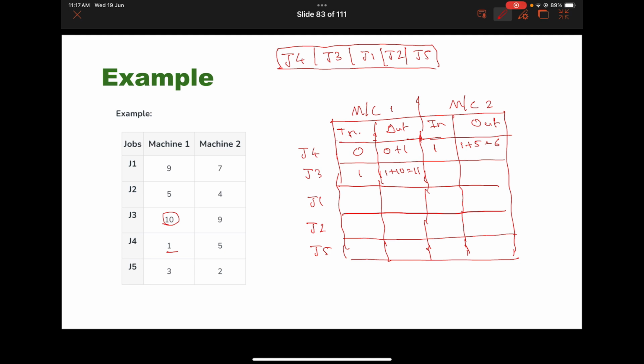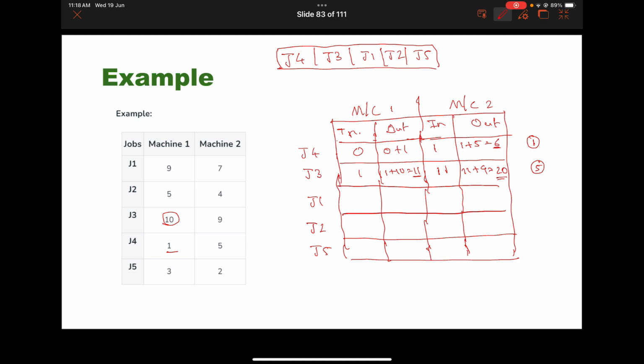And for machine 2, you can see machine 2 is free after 6 minutes, or 6 units of time, but this job 3 is available for machine 2 only after 11 minutes. So its starting time is 11 minutes and 11 plus 9, that is 20. You can see that here there is a delay of 1 minute, and here actually the delay will be 5 minutes.